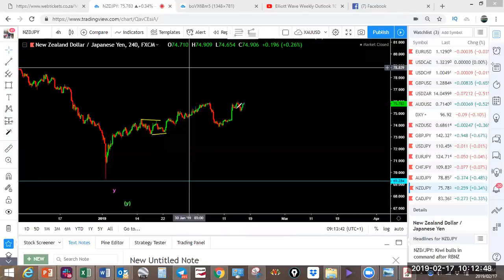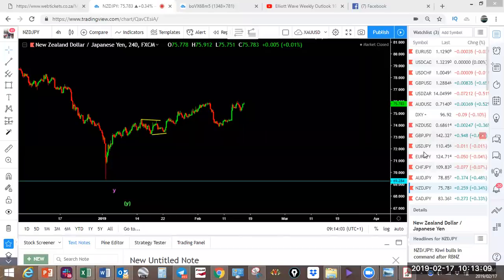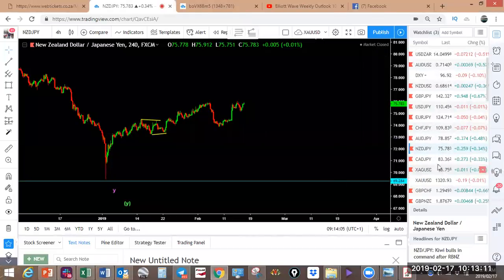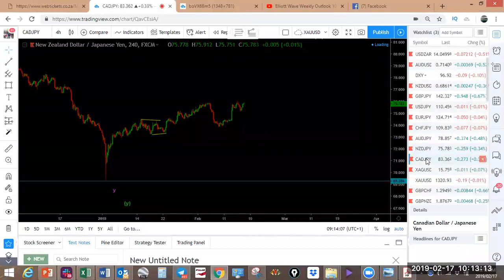You want it to form a proper corrective structure. For now, it's only an impulse, looks like an impulse, could make another one to the downside. So let's watch and see what happens first before you want to trade this one. May also just go sideways like that. Sideways like that. But for now, you just want to let it build the structure first. Right, so that's all the yen pairs. Now we still have CADJPY. Let's look at CADJPY.